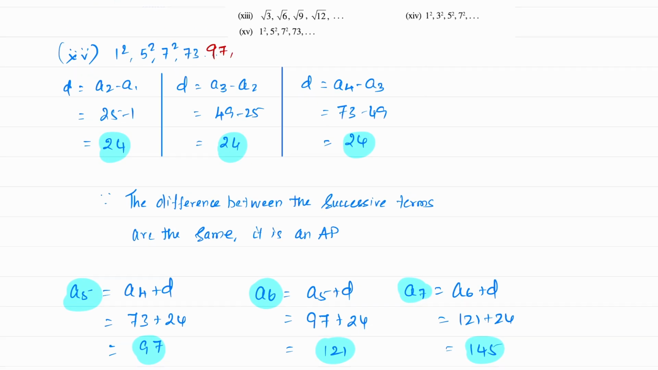97, 121, we can write it as 11 squared because some of the terms are represented as squares. So we can write 121 as 11 squared and 145, and so on.